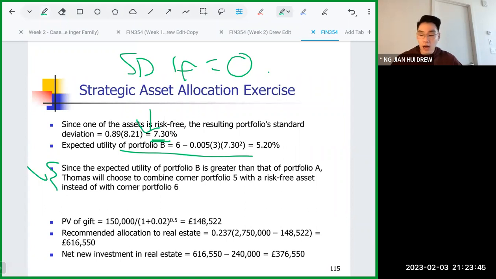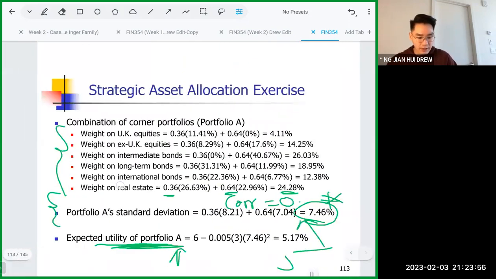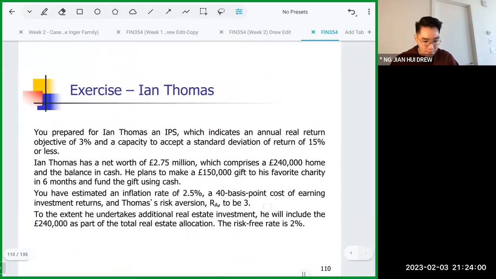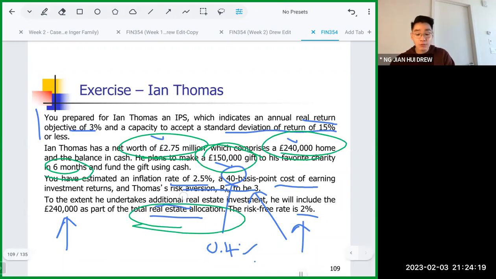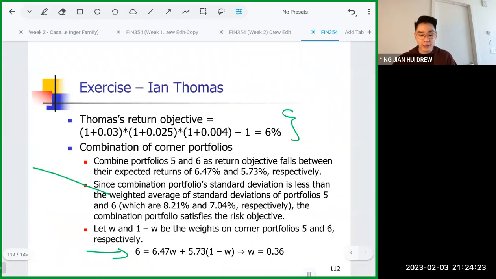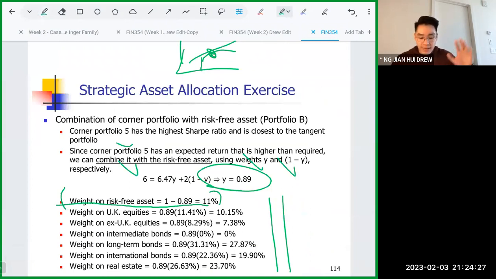The question actually asks, how much of real estate should you invest in? So we know that we are going to make a gift of 150K. Let's flip back just to repeat, in case you might have forgotten the question. Remember, we are going to make a gift of 150K in 6 months. You have a net worth of this. And remember that your current house of 240K will be part of your total real estate allocation. So now we want to find out the value of your real estate allocation. We already found that, including the risk-free asset, we should have a 23.7 real estate weight allocation, which we calculated here.